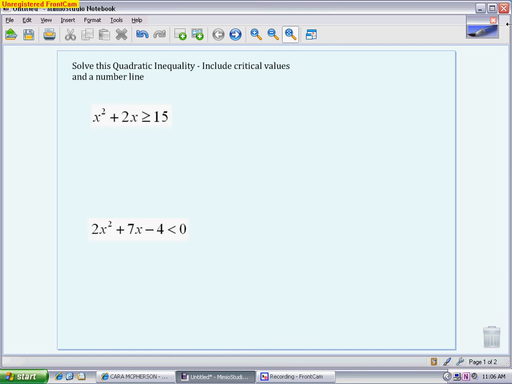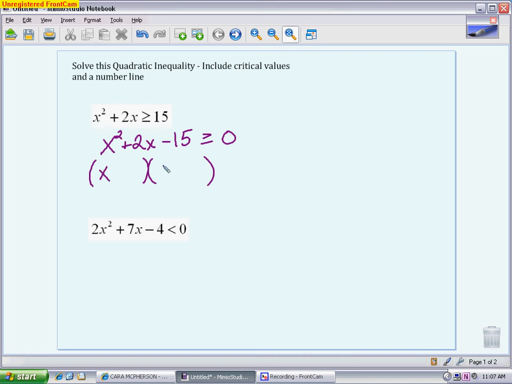First thing you want to do with these is you want to get them in standard form and see if you can factor them. So we have x squared plus 2x minus 15 is greater than or equal to 0. We need to figure out when this equation actually equals 0. So that's why we factor. We're going to find those x-intercepts is what we're finding.